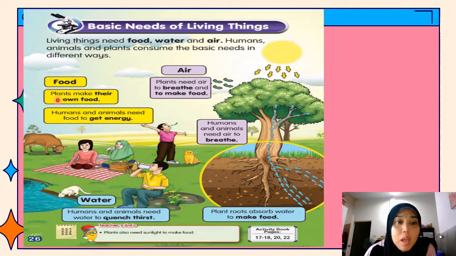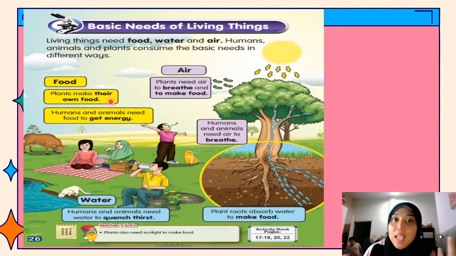So now let's take a look at the first basic needs. Food. Plants make their own food. Humans and animals need food to get energy. Tumbuhan membuat makanan sendiri. Apa maksud tumbuhan membuat makanan sendiri? Tumbuhan menghasilkan buah. Contohnya buah rambutan, buah apple, mereka hasilkan sendiri makanan tersebut.